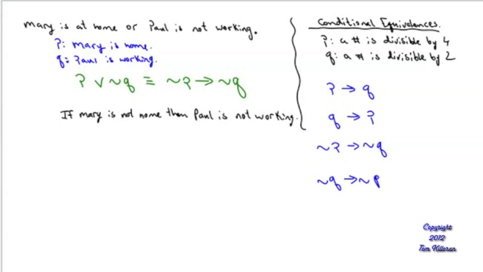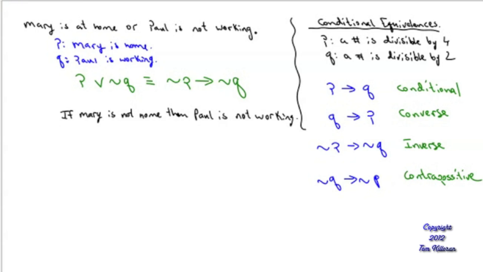Let's give them names right now. The top one is called the conditional. The next one is called the converse. Next one is called the inverse. And the last one is called the contrapositive. When we say converse, it's the converse of the conditional, inverse of the conditional, or contrapositive of the conditional. So the conditional on its own has to be given, then you can find its converse, its inverse, and its contrapositive.